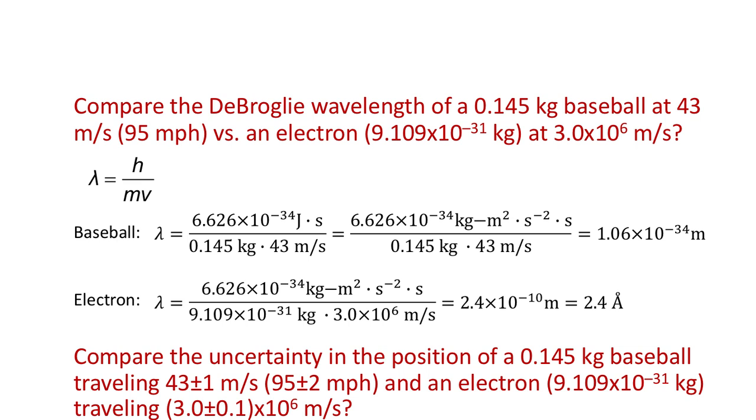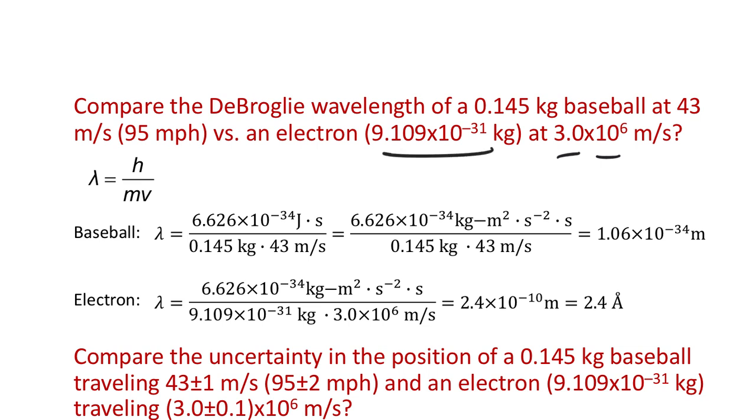And so we're comparing that for a baseball at 43 meters per second, which turns out to be a 95-mile-an-hour fastball, versus an electron that has a speed of 3.0 times 10 to the 6 meters per second, which for an electron is just like an average speed. So for a tiny electron, that turns out to be a very ordinary speed. The mass of the electron is given here in kilograms.